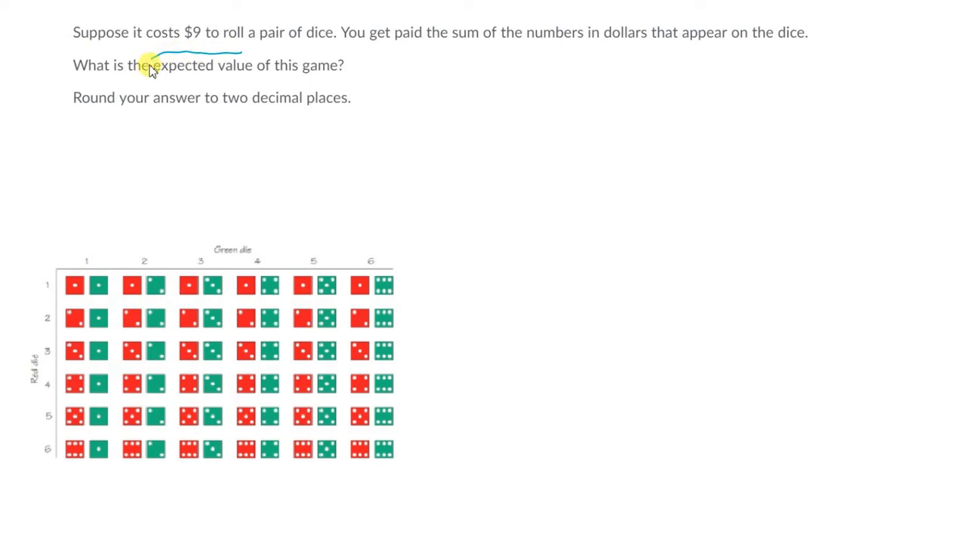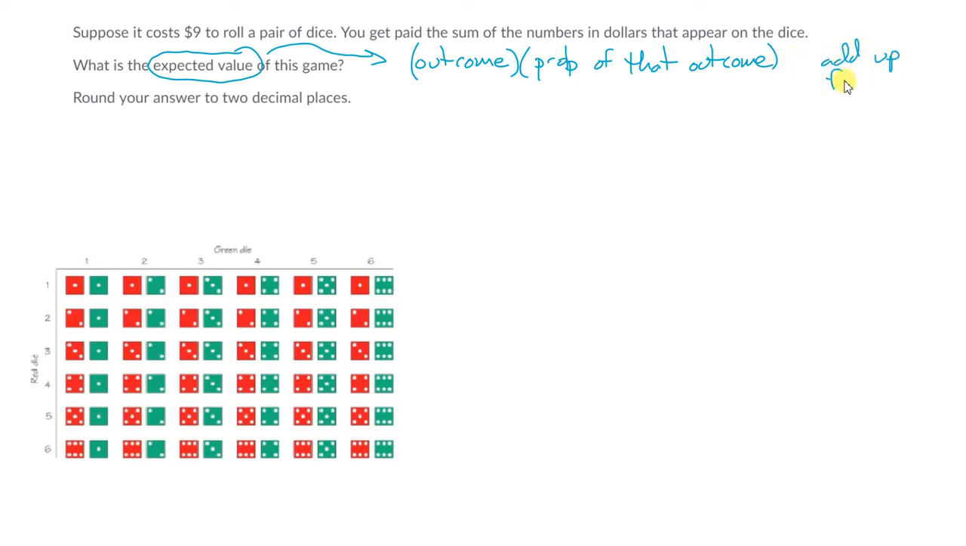But let's just remember, what is expected value? Expected value, essentially what we do is we take each outcome and we multiply that outcome times the probability of that outcome. And then we take those products and add them up for all outcomes. So you take each outcome times the probability of getting that outcome.